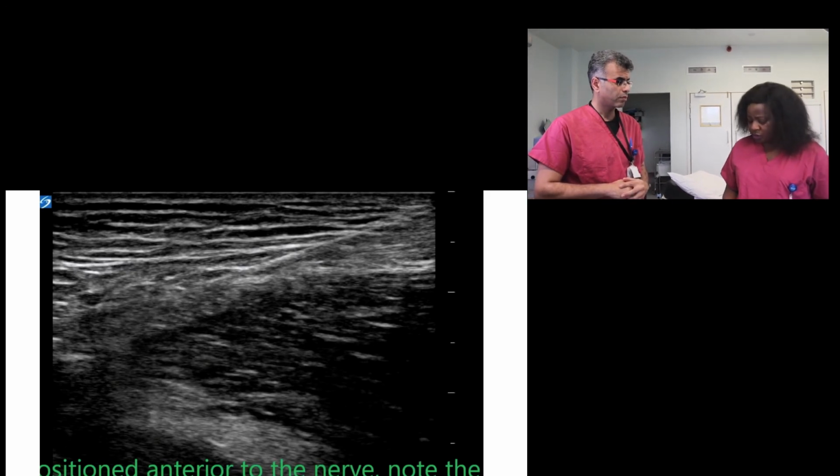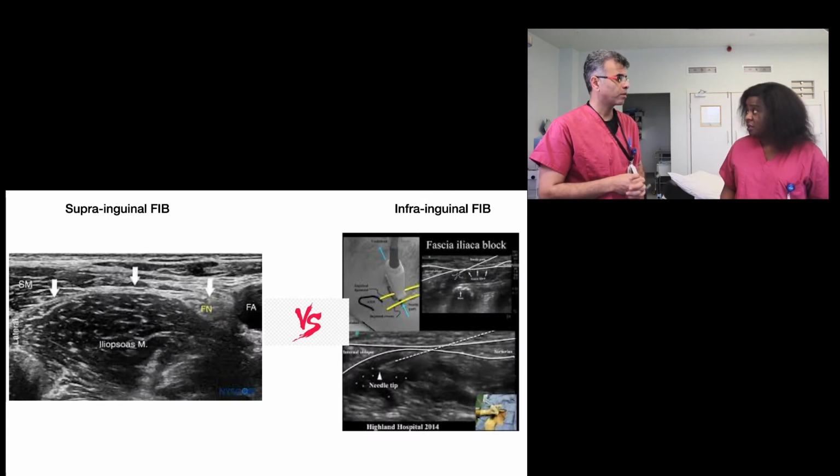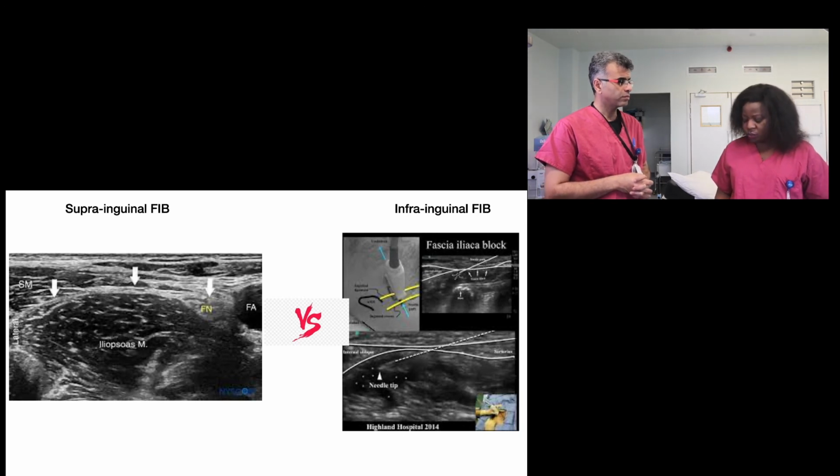So for the last question, Dr. Mohamed, you've told us about the fascia iliaca block as an important block to learn. So what is the fascia iliaca block, and what is the difference between suprainguinal and infrainguinal blocks?